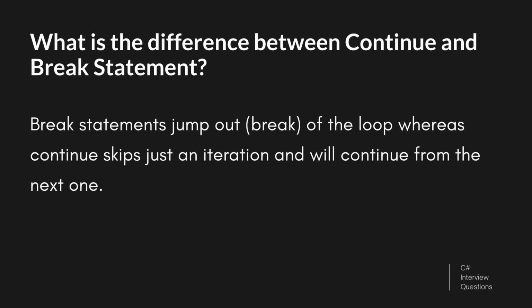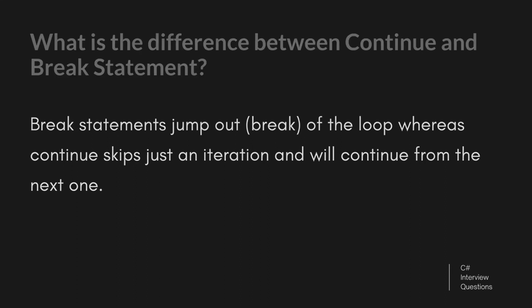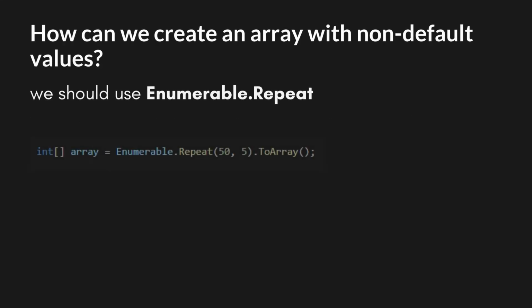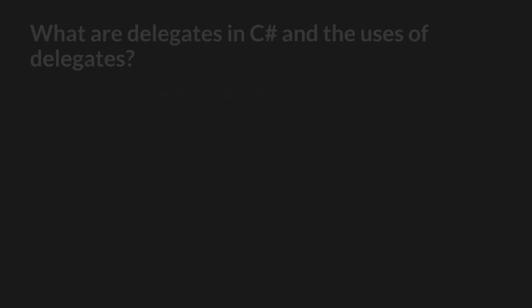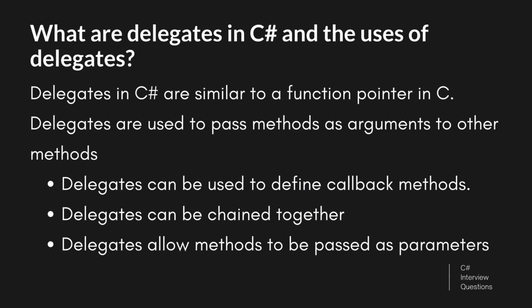What is the difference between continue and break statement? Break statement jumps out of the loop, whereas continue skips just an iteration and will continue from the next one. How can we create an array with non-default values? By using the Enumerable.Repeat function.